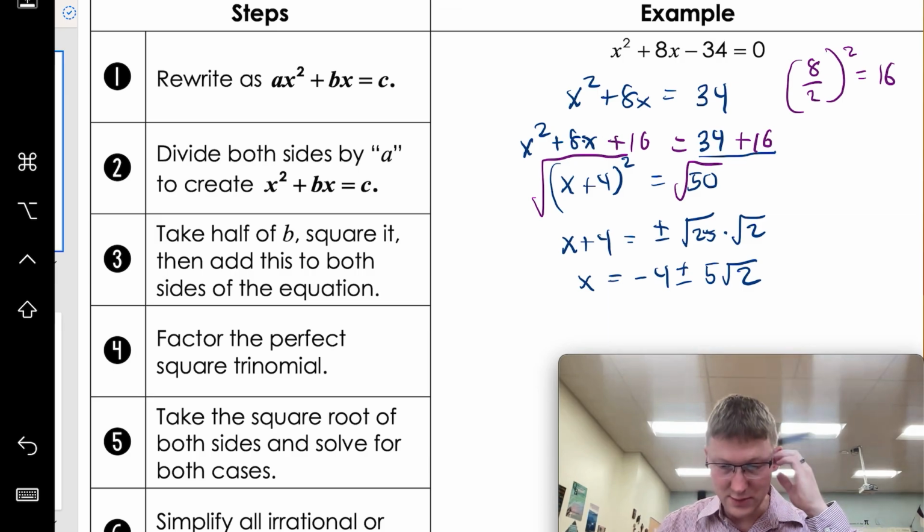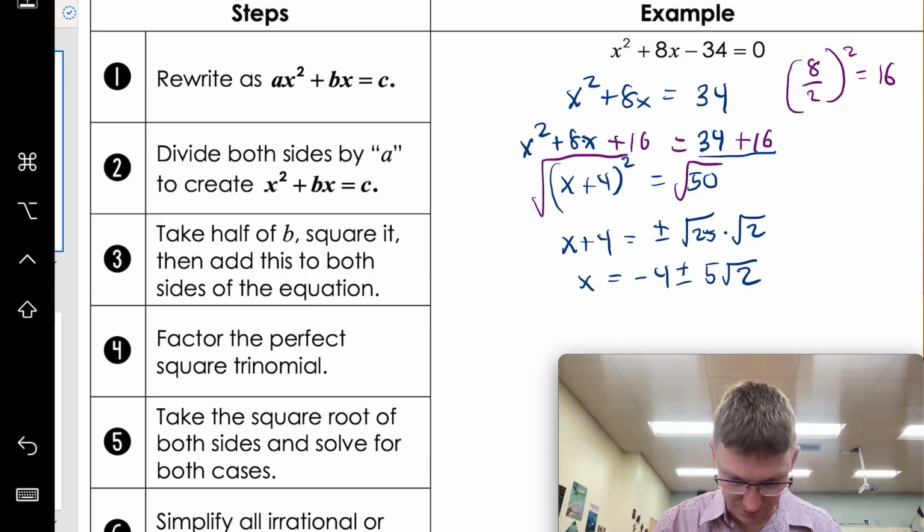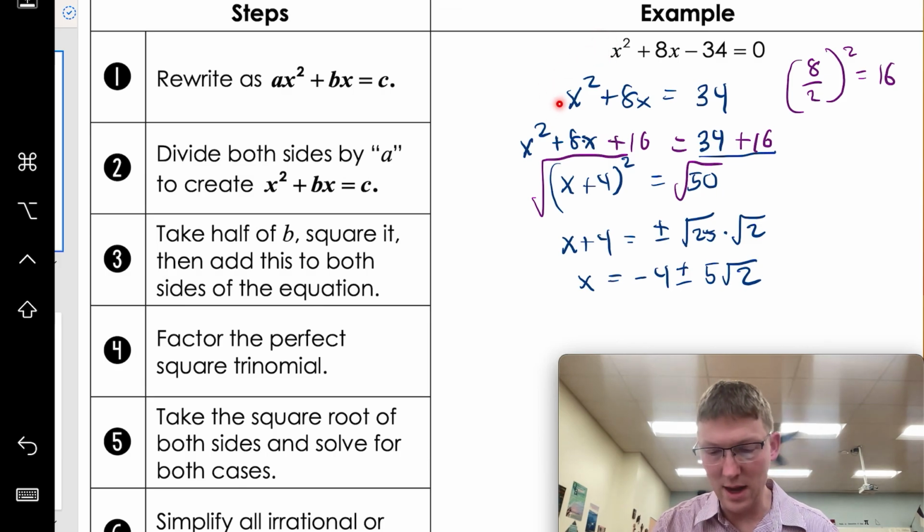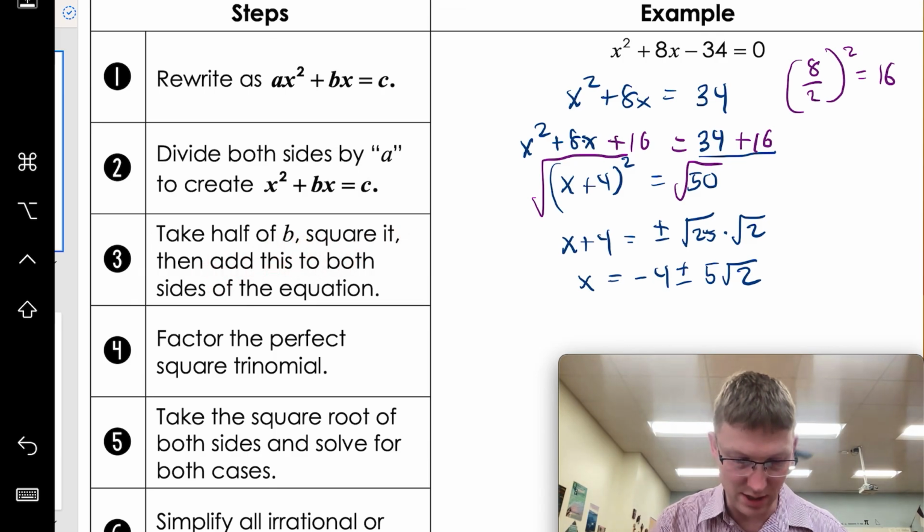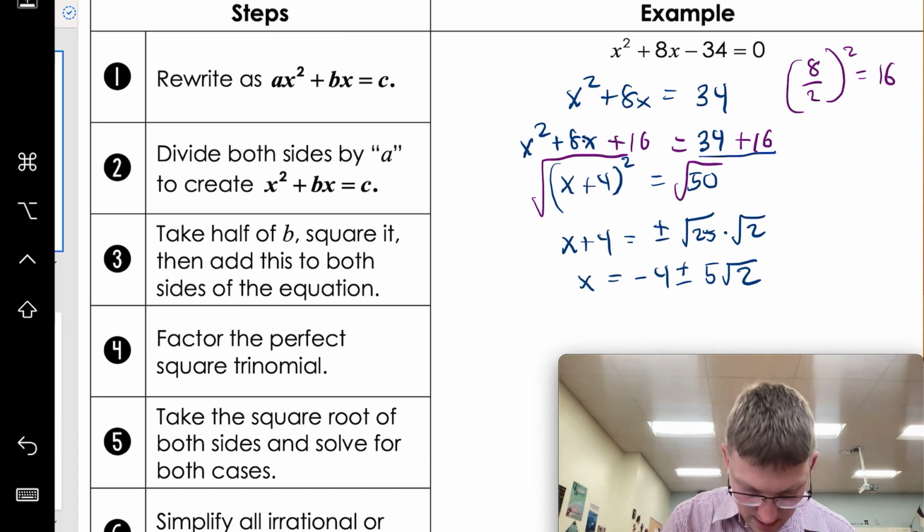So I apologize for not following the steps directly, but so we rewrote this. We divided both sides by a. Okay, so yeah, we didn't have an a, so we didn't have to worry about that, but if you have a number out in front of x, you have to get rid of that number because this whole thing doesn't work if we have a number right there. So then we did take half of b, square it, and then add it to both sides of the equation. So I'm going to highlight that. Take half of b, square it, and add it to both sides of the equation.